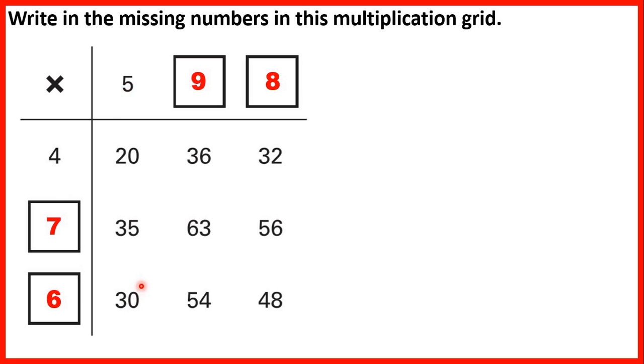And what we should do when we've filled out the multiplication grid is check that it works with other values. So let's look at 63. We have 7 to the left and 9 above, and that makes sense because we know that 7 times 9 is 63. Or if we take this number here, we have 48, and to the left we have 6, above we have 8, and that makes sense because 6 times 8 is 48.